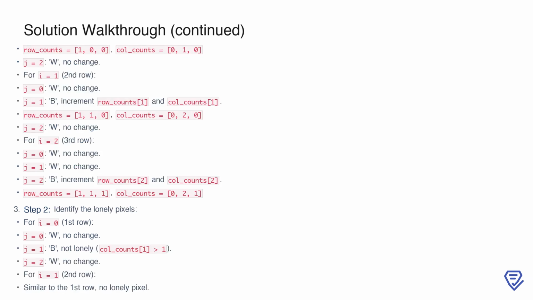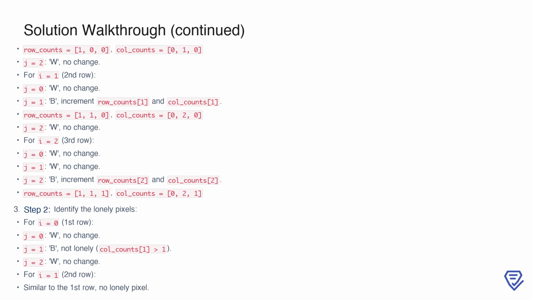In the second row, i equals 1, we again examine each column. At j equals 0, the pixel is W, so no changes are made. At j equals 1, we find another B, so we increment row_counts[1] and col_counts[1]. This updates the counts to row_counts equals [1, 1, 0], and col_counts equals [0, 2, 0]. At j equals 2, the pixel is W, so no change occurs.